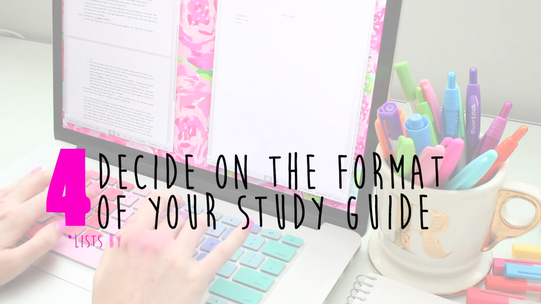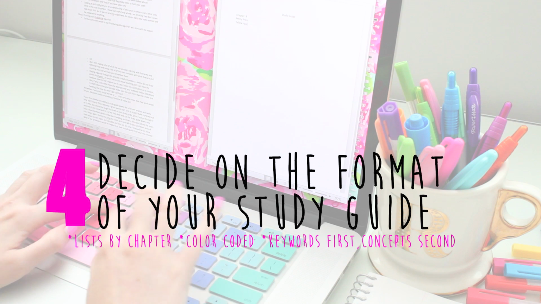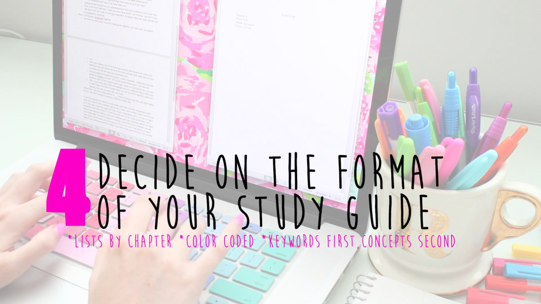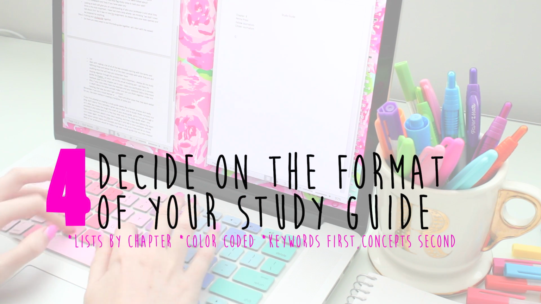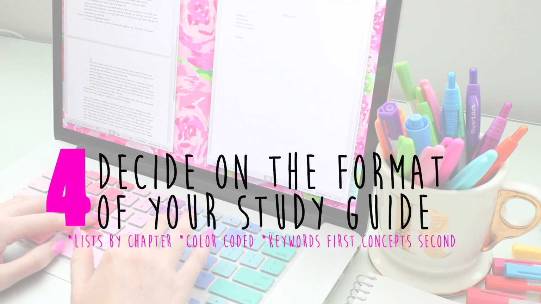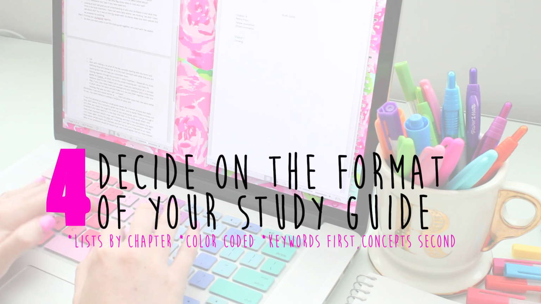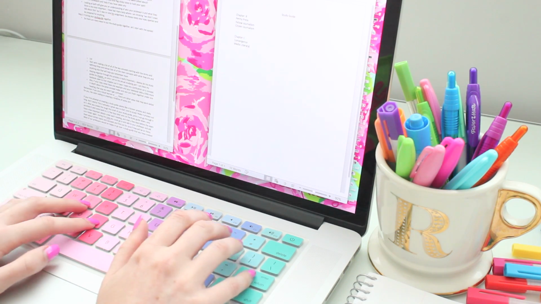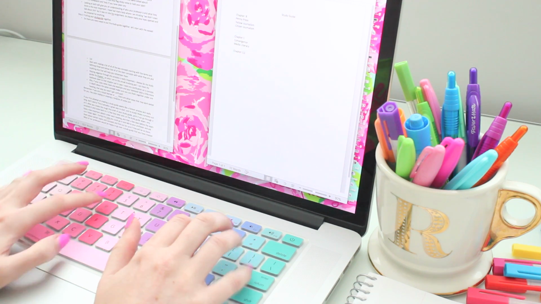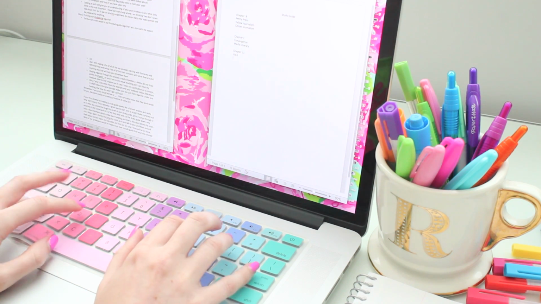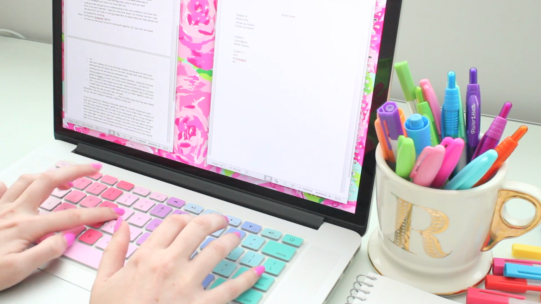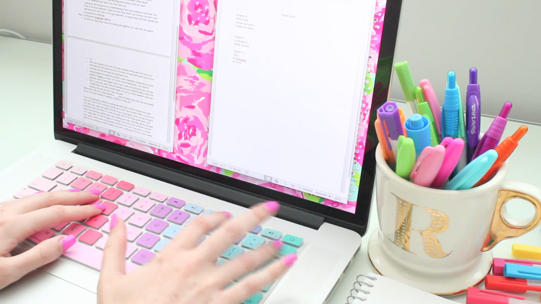Deciding on the format of your study guide and putting it together. There are so many different formats that you can use. I will just be talking about my favorite. I always liked organizing my study guide by chapter. I always start off by writing down the main keywords from the chapter, and after I define them, underneath that, I will then write down the main concepts with some bullet points, either from my textbook or from my notes, or a combination of both.